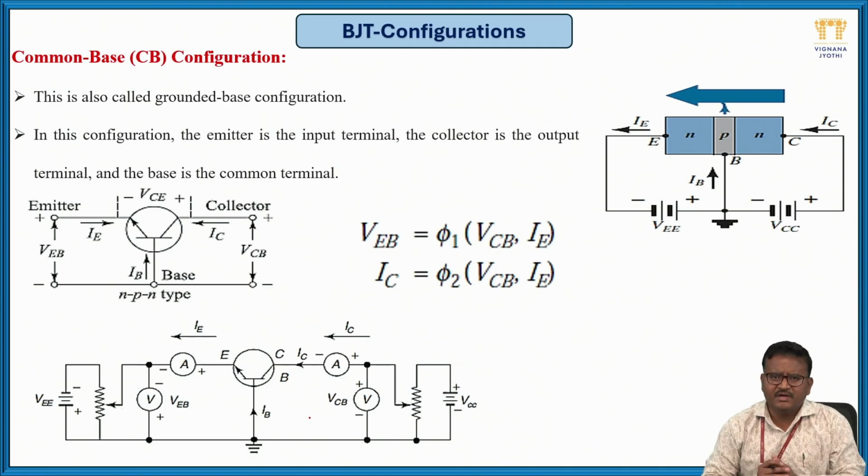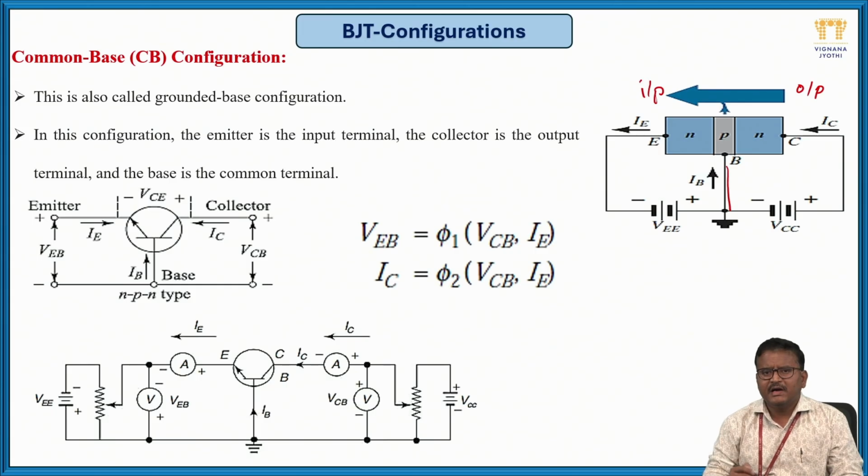Coming to the individual configurations, the first one is the common base configuration. So let us see what the common base configuration is. As we know, of the three terminals, one is common, and of the other two, one is for input and the other for output. So in common base, the base is common to input and output. Here the emitter is input and the collector is output. At the emitter we apply input, and at the collector we take output.